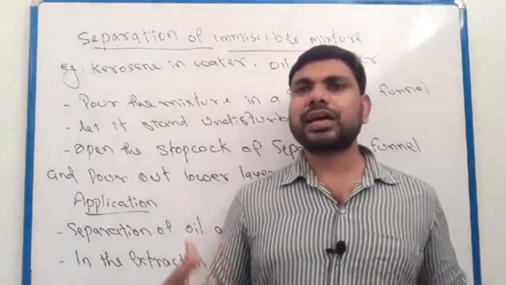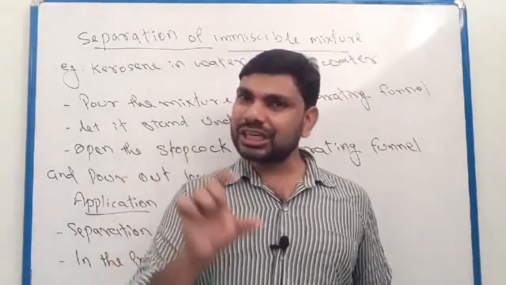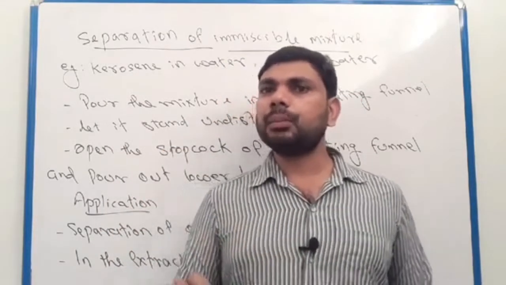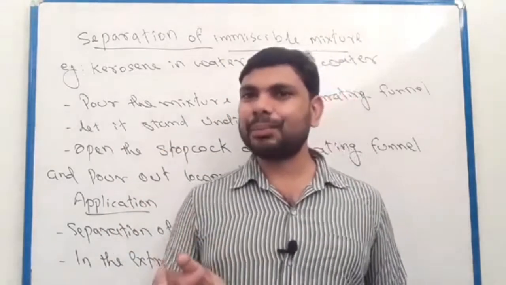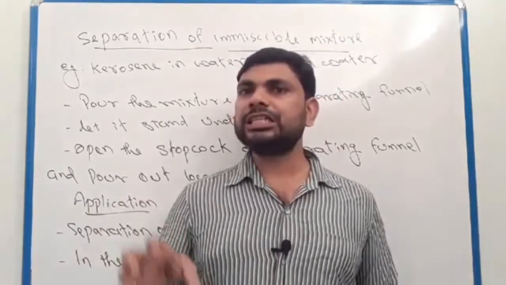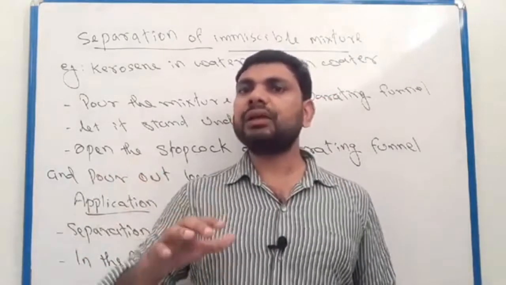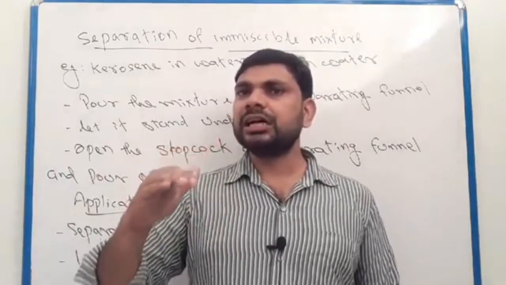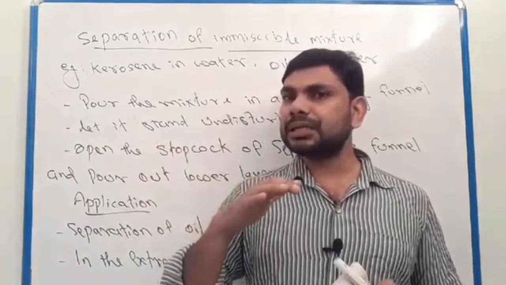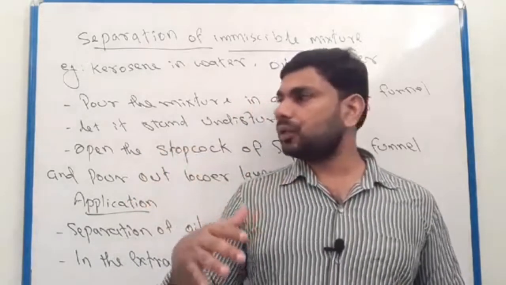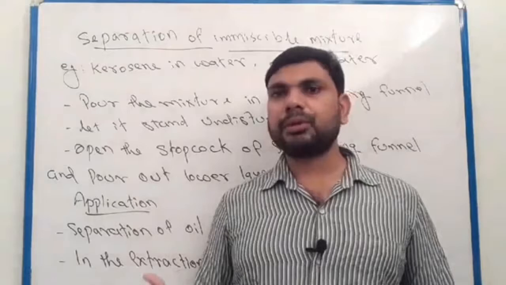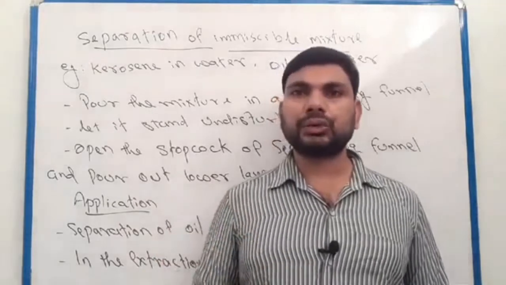During extraction of iron, it forms molten iron, and it also forms molten slag. Slag means impurities in the iron. So there will be two separate layers. These two separate layers can be separated with the help of a separating funnel, because they are immiscible liquids.